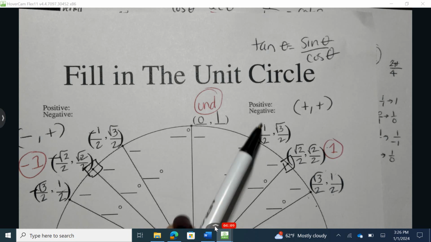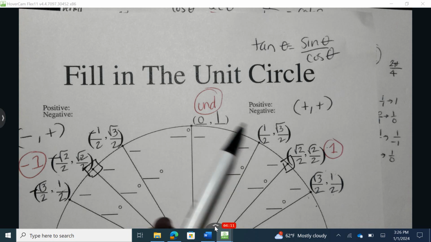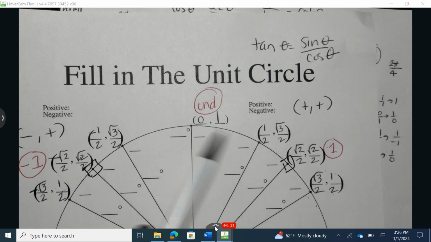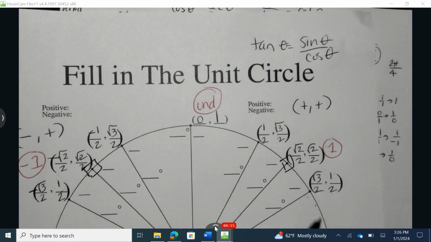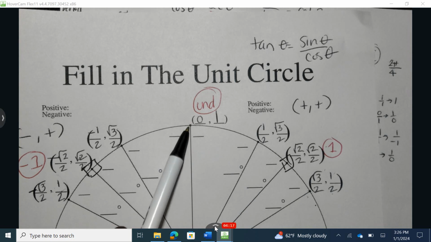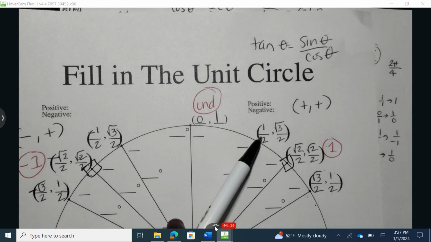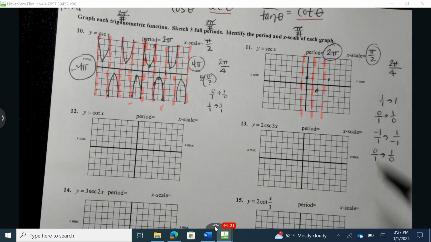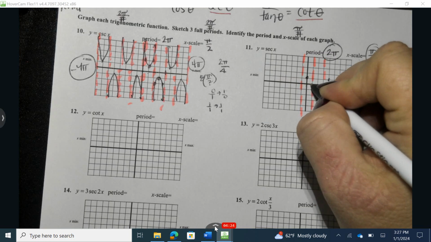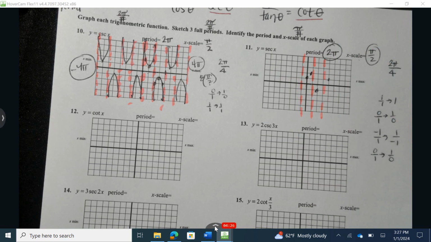When I take the reciprocal, I get 2 over 1 or 2. Now that's just before I get to 90 degrees or pi over 2. So just before I get to the very first endpoint, I'm going to have an output of 2.